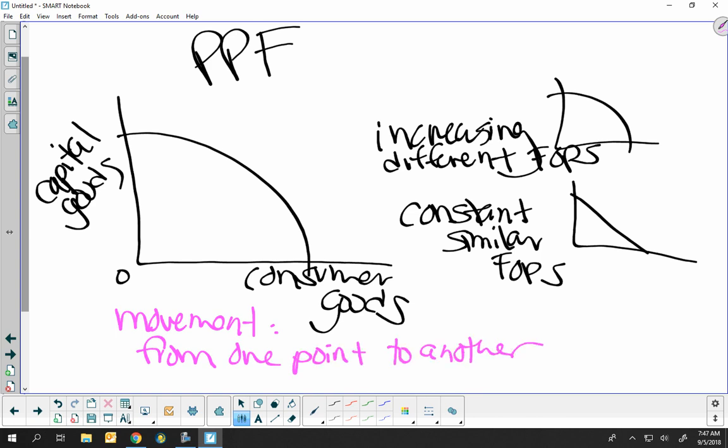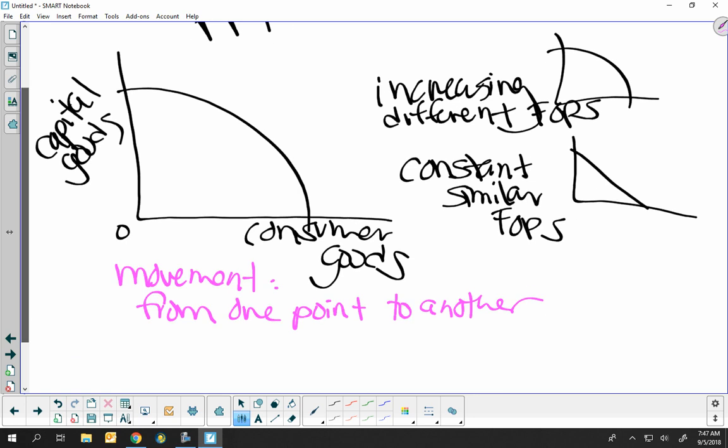What would cause that to happen? From one point to another, if they change the amount of what they're producing of one thing versus the other, using the same amount of resources. Yeah, like if the resources are the same, yet I decide, instead of making this many capital goods, I want to make this many consumer goods. So it's from one point to another because of different choices.